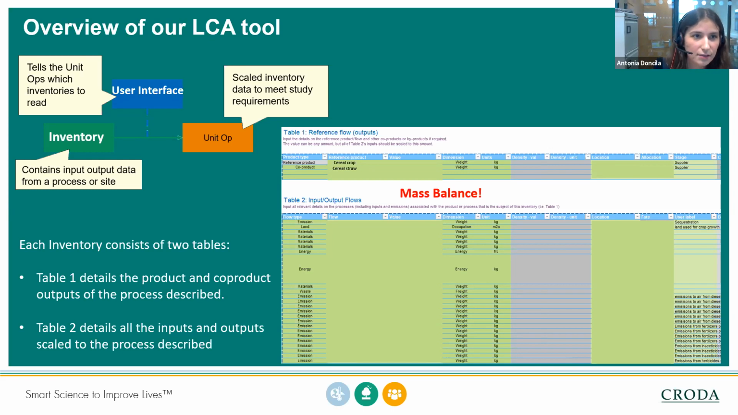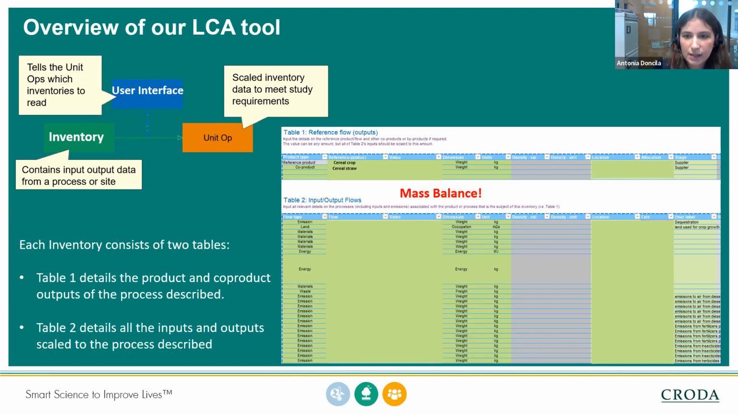So you can see the little graph, the little sketch, on the right-hand side. More exactly, each LCA study has a functional unit, which helps us report results in a more consistent way. And in order to reach that functional unit, the LCA model's calculations are predicated on a series of unit operations, as you can see in the little sketch on the right. So through the user interface, we control which data inventory is read by which unit operation.